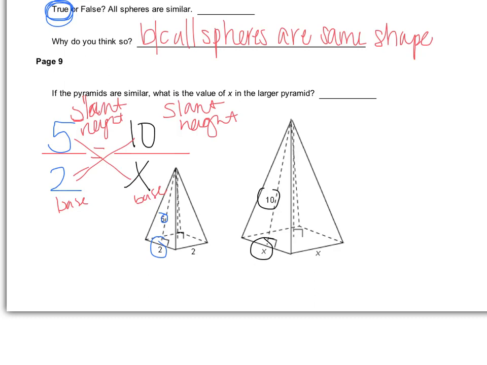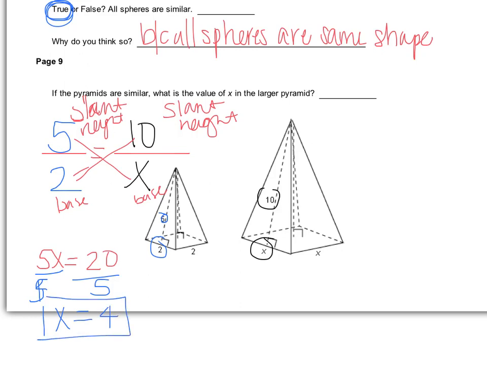Well, 5 times x is 5x. 2 times 10 is 20. To get x by itself, I'm going to divide both sides by 5. And I get that x equals 4. So my answer to this problem, this base here, would be 4. And that would be true for both of them, because they're going to be the same.